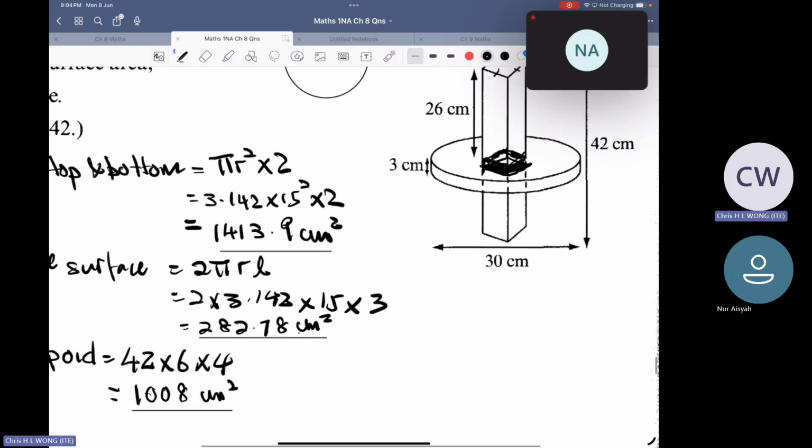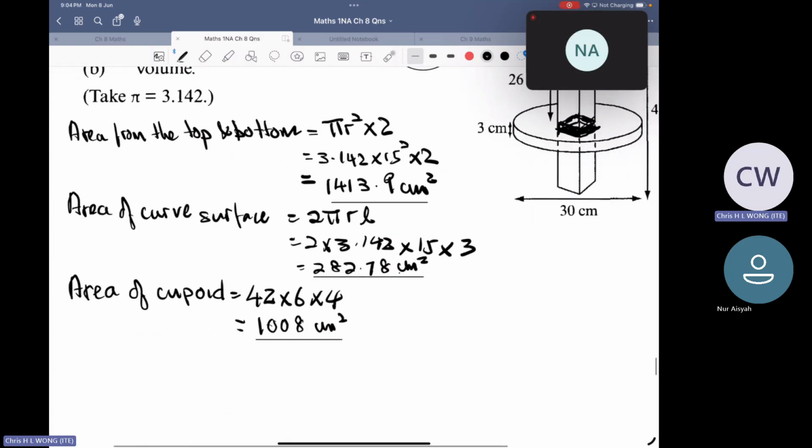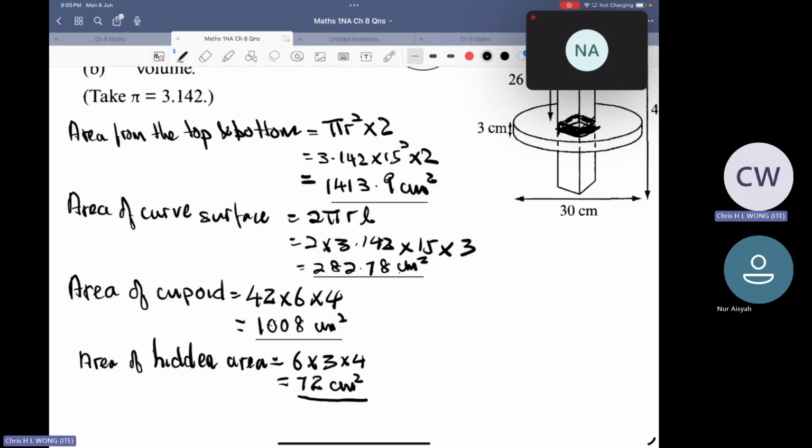So you have the area of the hidden area. Okay, I use the word hidden area. Area of hidden area equals 6 times 3 times 4. 4 times 3 is 12. 12 times 6 is 72 cm square. This one you must minus away, right?